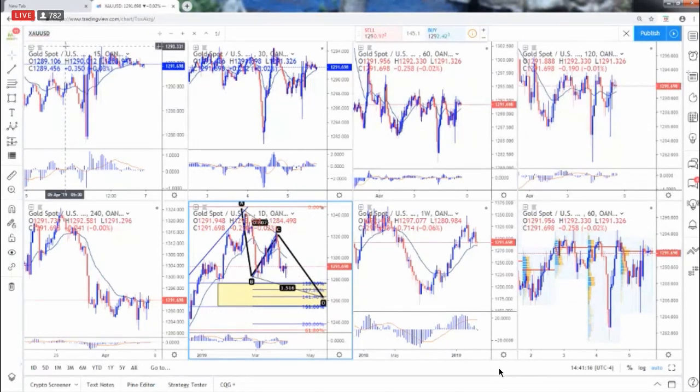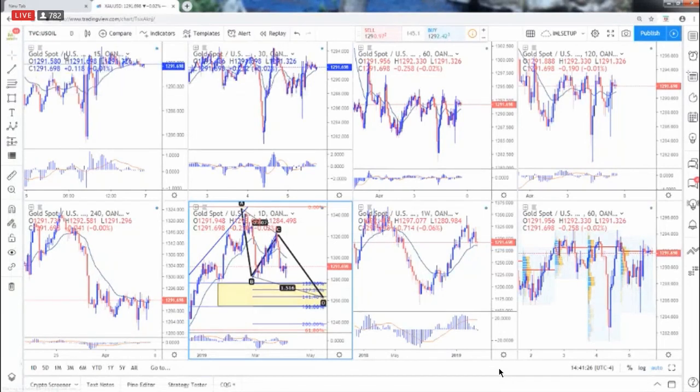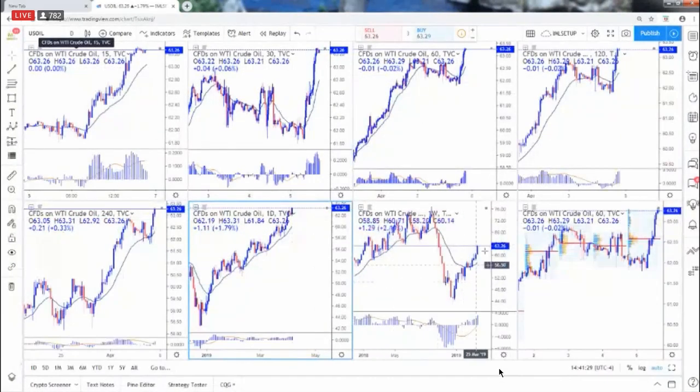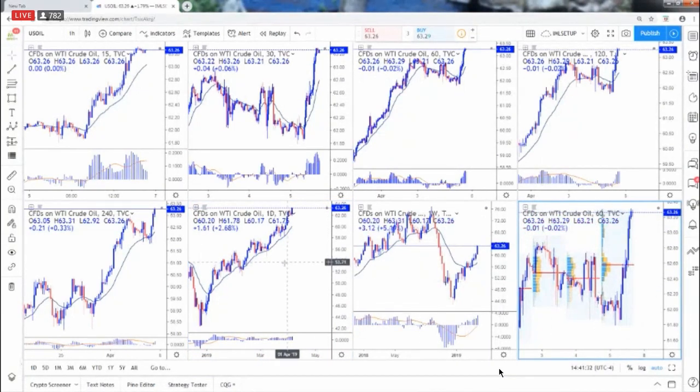WTI, U.S. Oil. Okay, looking at the oil markets. Now that's exciting right there. That's an exciting market.